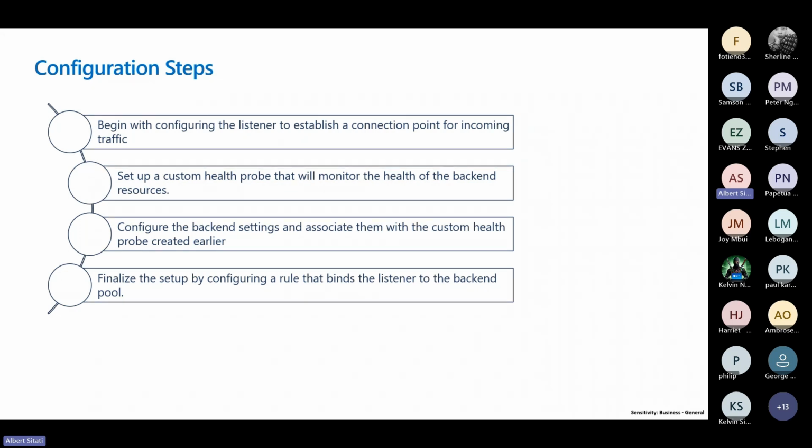Then after you have done that, last you configure the rule. The rule is what binds the listener to your backend pool. If you have those four processes in place, then you're ready to go with the configuration of application gateway.